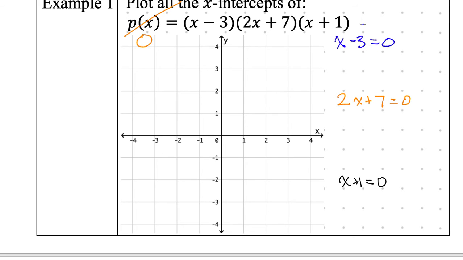Quiet raised hand. What is our first x-intercept? X is equal to what, Sam? X is equal to 3. And I'm going to come down here to my graph, and at x equals 3, this x-intercept, I'm going to make a point at 3. So just swap in the sign. For that one, yeah, you just swap the sign.